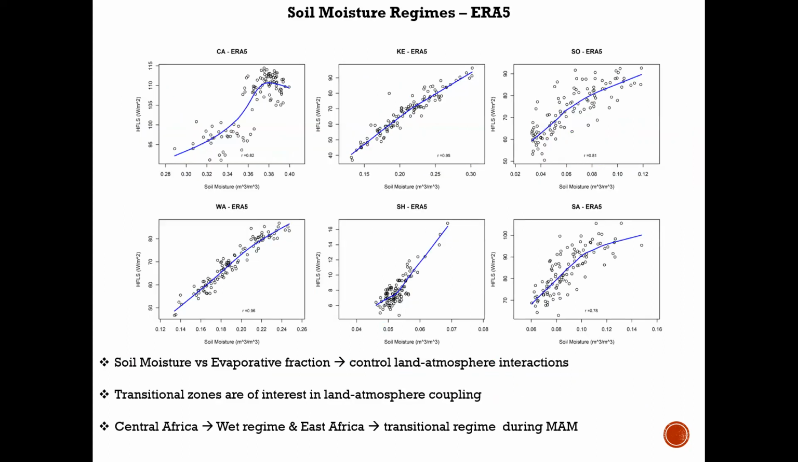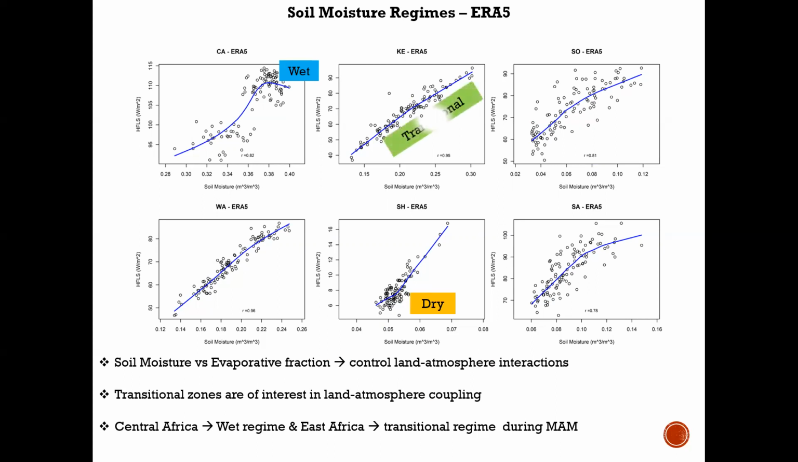Now, the next item we considered was to map out the different soil moisture regimes of Africa, and we present this for the different regions based on ERA5. In Central Africa, this is a wet regime whereby there is abundant soil moisture, but soil moisture does not drive the variability of latent heat flux. That means the control of latent heat may be due to other factors such as net radiation. In other areas, such as the Sahel during March, April, May, this is a dry regime because there's little soil moisture to drive variability of latent heat flux.